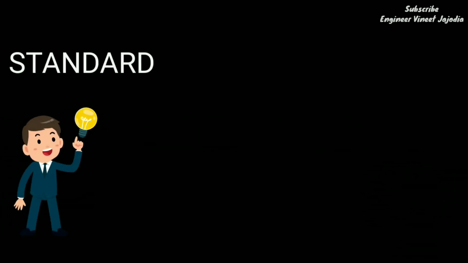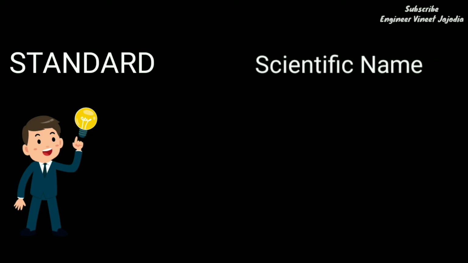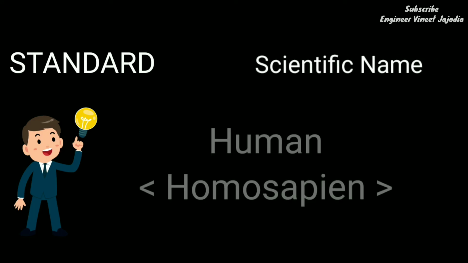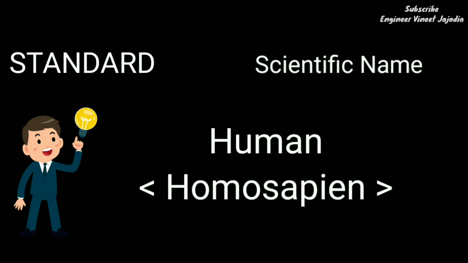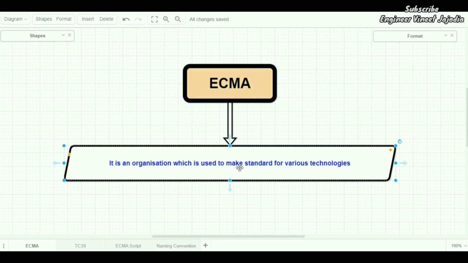To remove the confusion for this, standards are created, and that is called the scientific name. The scientific name of human is Homo sapiens, and this will not change according to the language. It will remain the same because it is the standard and it will be followed all around the world. Hope the example gives you an idea of what is the meaning of making something standard. And that's what Ecma does. It creates standards for various technologies.